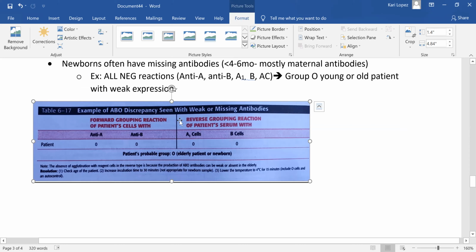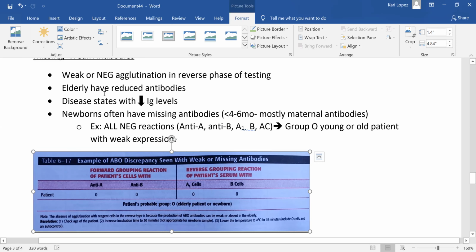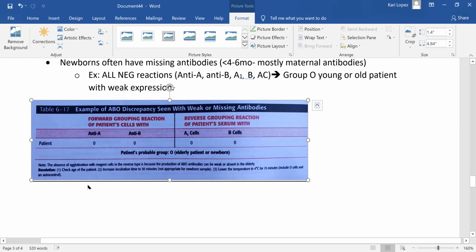Okay, so your ABO discrepancy seen with weak or missing antibodies. Your forward type, this would be like a group O elderly or young patient, and so you would forward type normal: negative for anti-A, negative for anti-B. And then your reverse grouping, you get negative again. If you had group O in a normal patient, those would both be positive. But they're negative due to the main reasons being either older patients have reduced antibodies, or your newborns have missing antibodies because they're all maternal at that point until about 4 to 6 months of age.